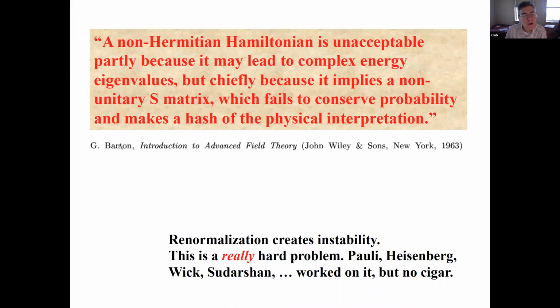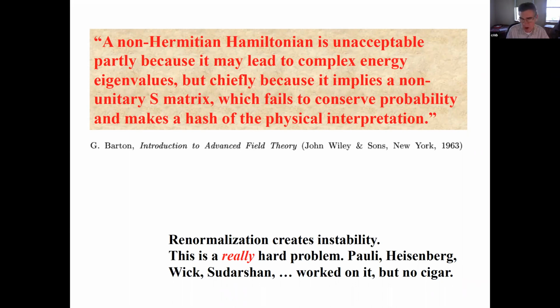And if you've read Barton's book on advanced field theory, he says a non-Hermitian Hamiltonian is unacceptable, partly because it may lead to complex energy eigenvalues, but chiefly because it implies a non-unitary S matrix, which fails to conserve probability and makes a hash of the physical interpretation. And as I said before, renormalization creates instability. And this is a really hard problem. Pauli worked on it to try to fix this problem, and so did Heisenberg and Wick and Sudarshan. They all worked on it for a long time, but they didn't solve the problem.